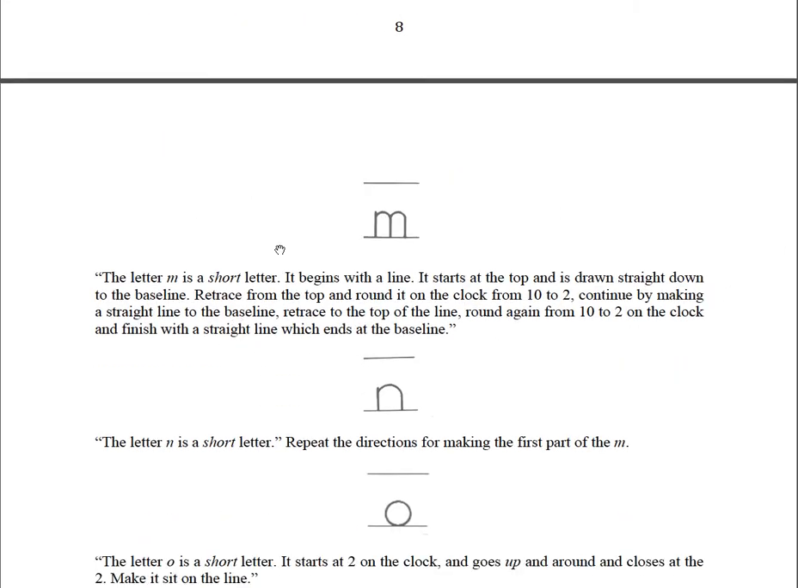M is a short letter. It begins with a line, comes down. It starts at the top and is drawn straight down to the baseline. Retrace from the top and around on the clock from 10 to 2. Then down, continue by making a straight line to the baseline, retrace to the top of the line, round again from 10 to 2 on the clock, and finish with a straight line which ends at the baseline. And again, I get countless students that either don't put the line at all, they just go around like 2 humps, or they go up instead of going down. So they go up and then they go over.